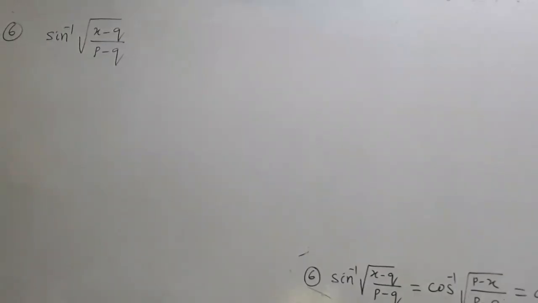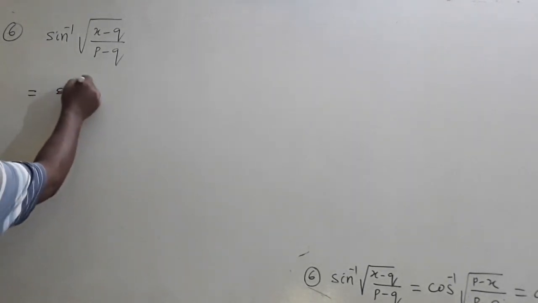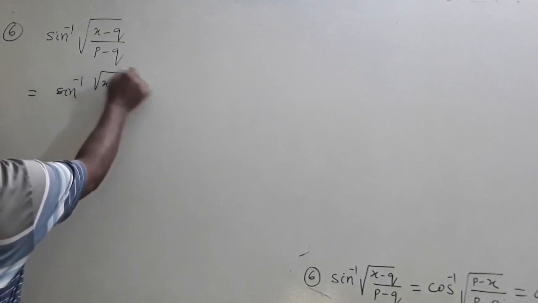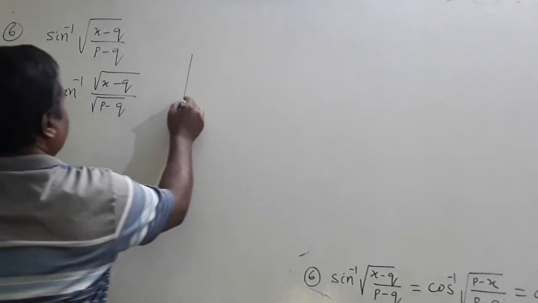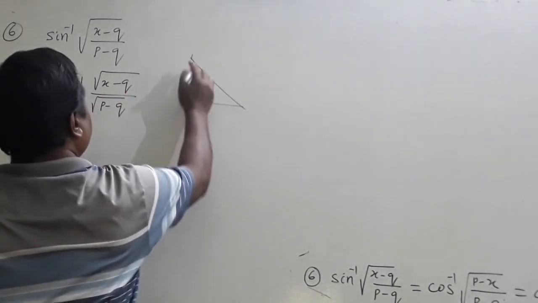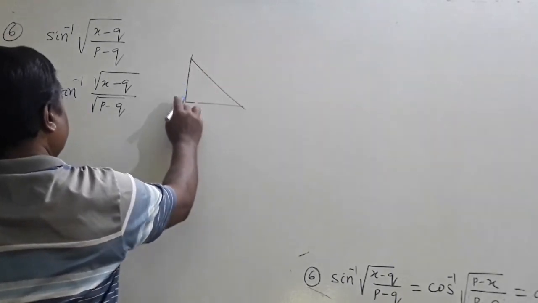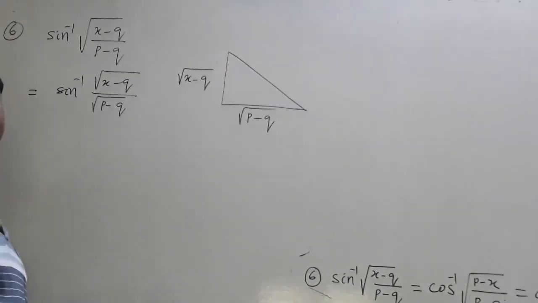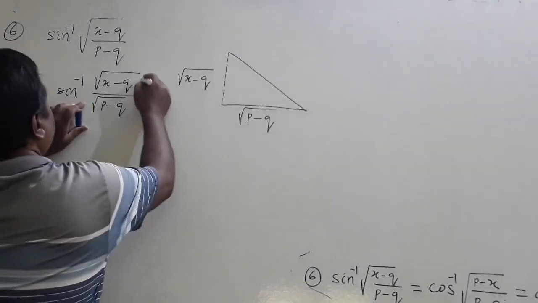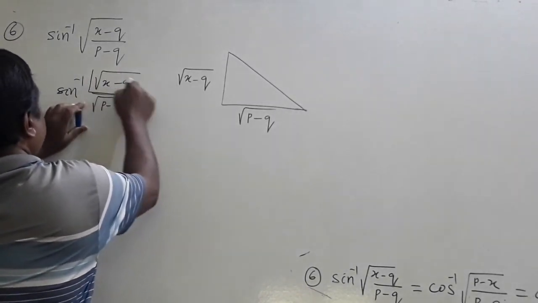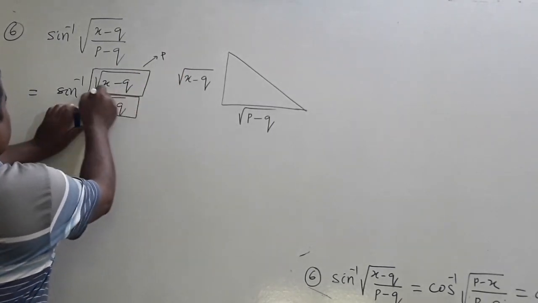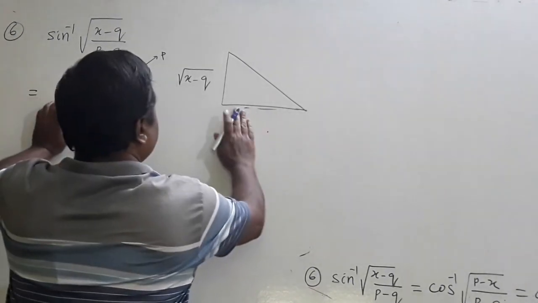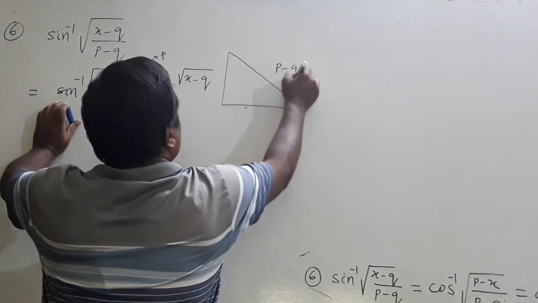Okay. Now for this, the simplest form I am telling, it is sin inverse of root x minus q over root p minus q, and make a triangle here, and for this triangle take the perpendicular. We know sine theta is p by h. So taking this part as p and this part as your h. This part is h. H is what? Root of p minus q.